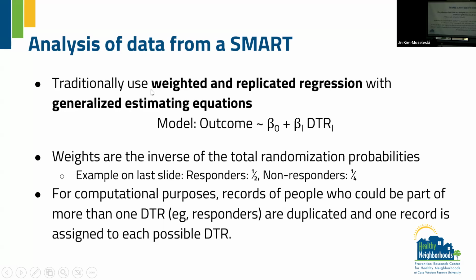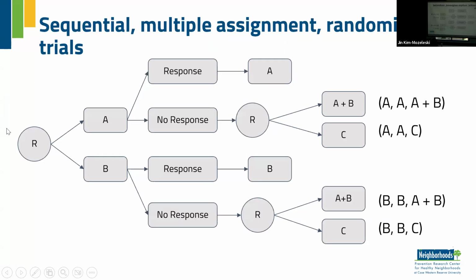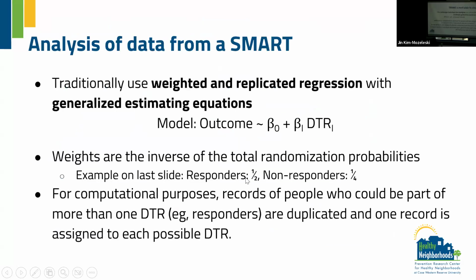So the weights, we use propensity weighting essentially here. That's the inverse of the total randomization probabilities. People who are responders only get randomized once, so it would be 1/2 there. And people who are non-responders get randomized twice, and each time they have 2 possibilities, so it's 1/4 there. Then the weights would be the inverse of those.